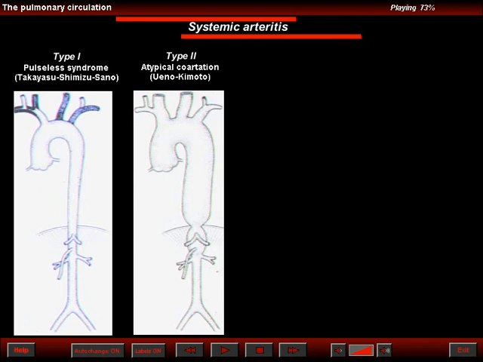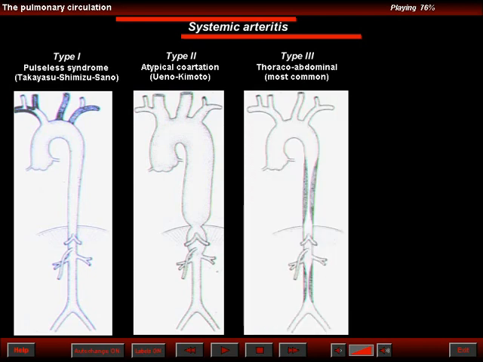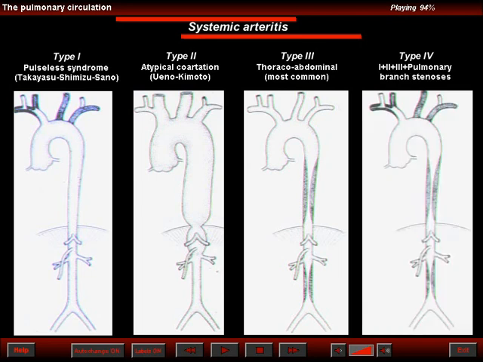The third is the thoraco-abdominal form, which involves the arch of the aorta and its branches, as well as the abdominal aorta, and it's the most common, seen in two-thirds of patients reported. Finally, we may have a combination of pulmonary arterial stenosis with systemic arterial involvement.